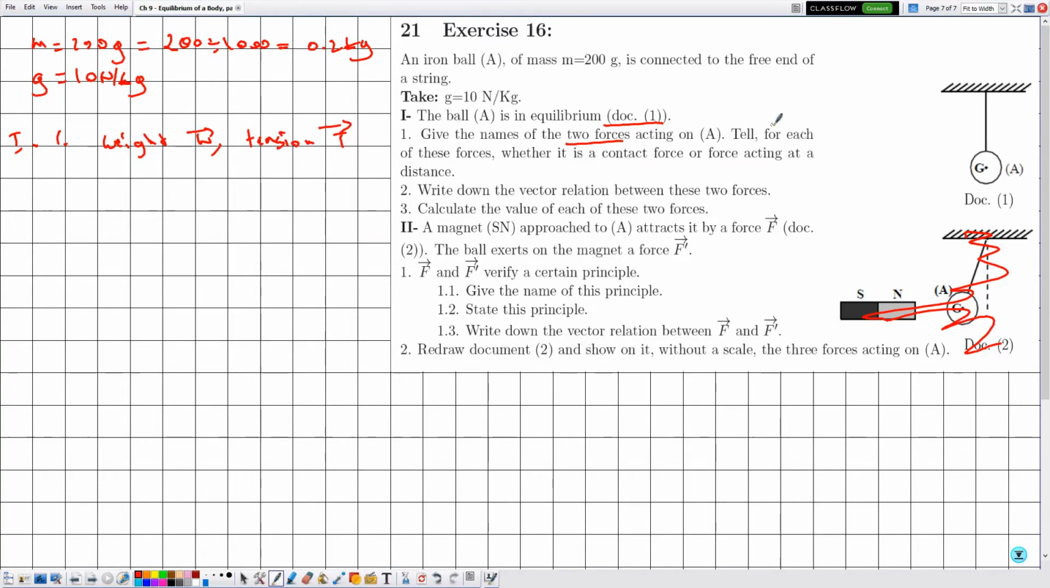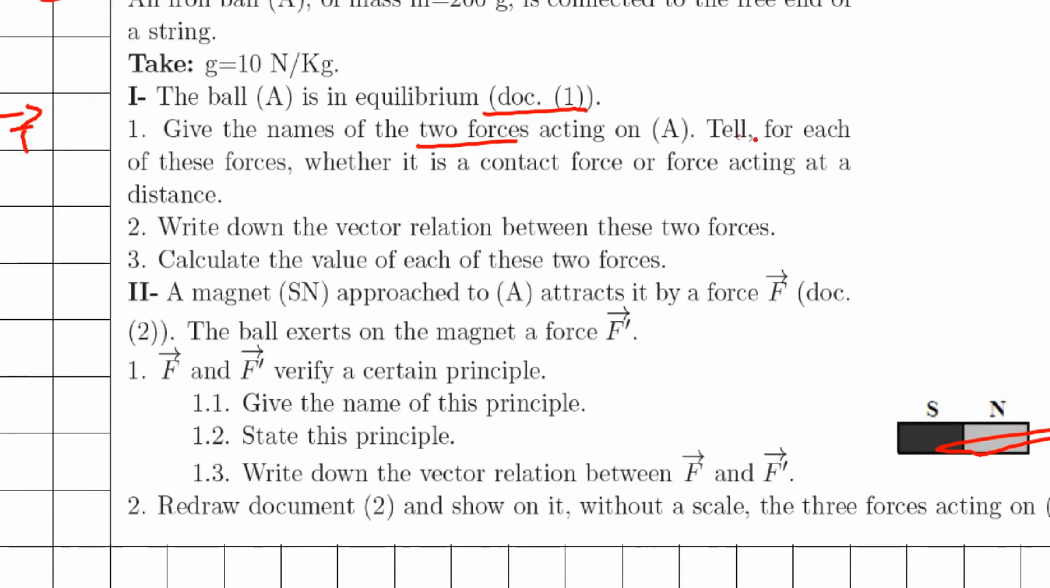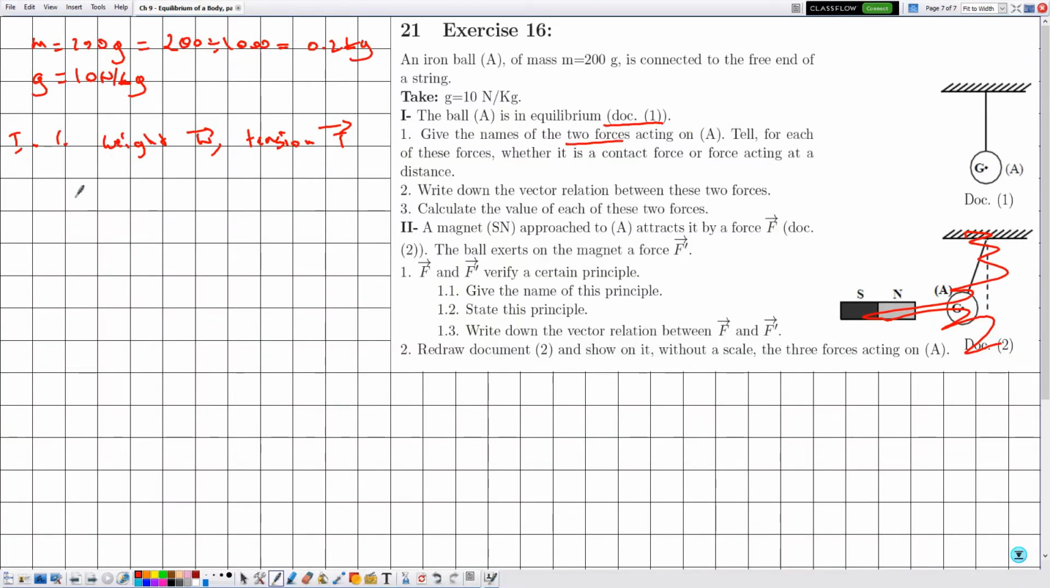Now, if you complete the question, they are telling us to tell for each of these forces whether it's a contact force or a force acting at a distance. We know that the only three forces acting at a distance are the weight, the electric, and the magnetic. So this is acting at a distance. And all other forces are classified as contact forces, and in particular the tension T.